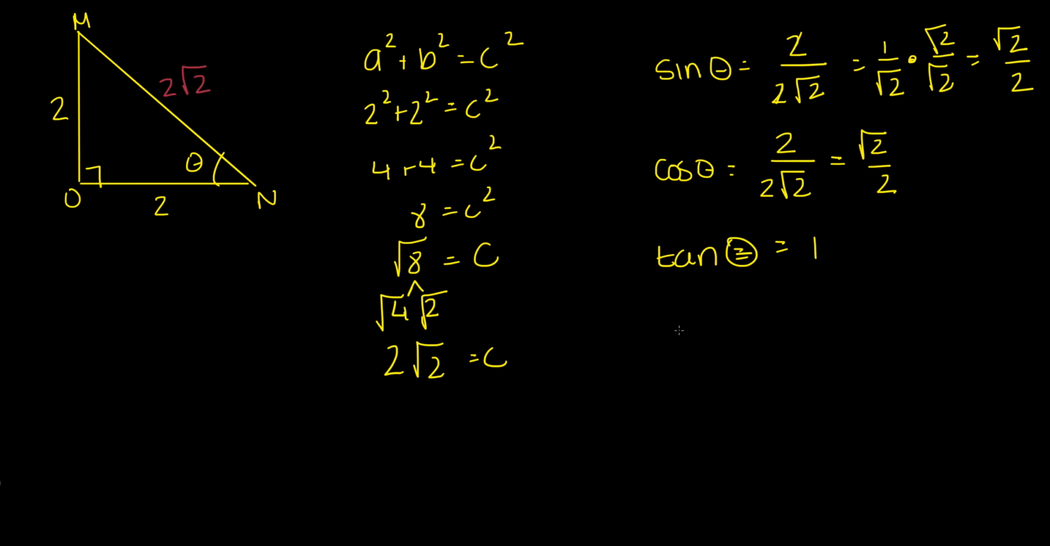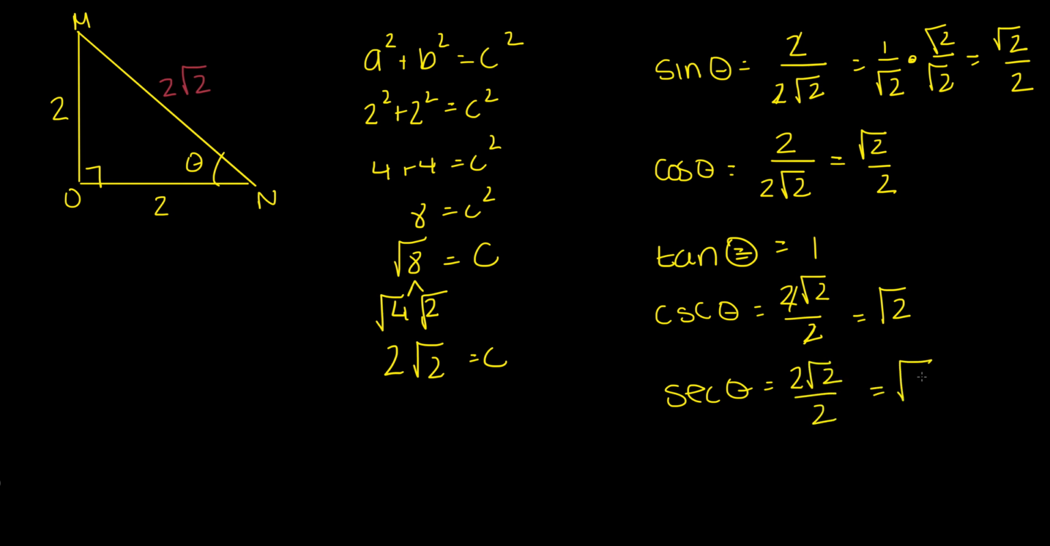The cosecant, CSC, of theta is going to be the reciprocal. So that's going to be 2 square root of 2 over 2, which is just the square root of 2. The secant of theta is, again, the reciprocal of the cosine. So that's 2 root 2 over 2, which is root 2. And then the cotangent is the reciprocal of 1. The reciprocal of 1 is just 1.